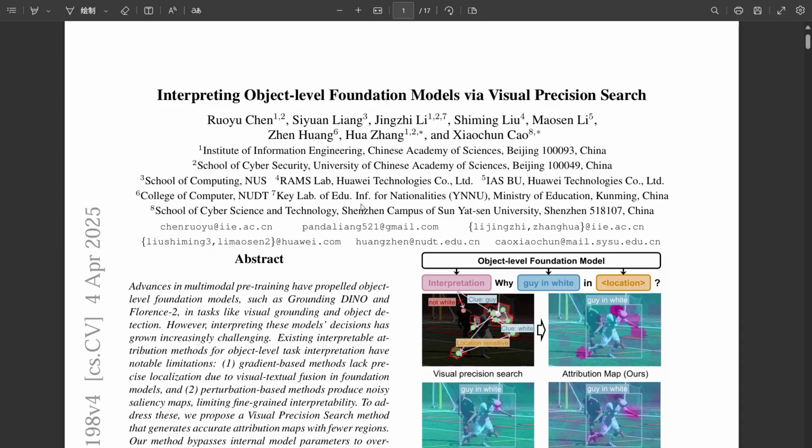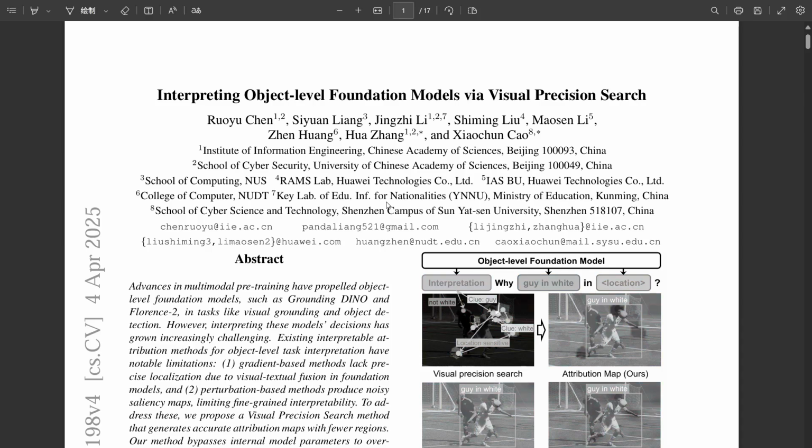Their goal is pretty clear: generate accurate attribution maps with fewer regions and fundamentally bypass the internal model messiness that trips up gradient methods. They want to get a clearer, more precise picture of what specific visual inputs drive the model's decision on a specific object. And this isn't just another small tweak. It's presented as a significant academic innovation in how we approach explainable AI for these complex foundation models.